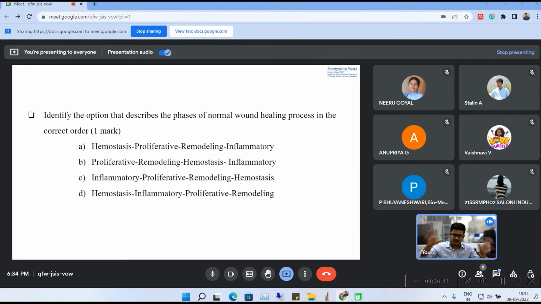After attaining stability, the inflammatory phase, that is the immune molecules, will come. Then the proliferation will occur, the proliferation of the immune cells as well as the host cells. And then the tissue remodeling.